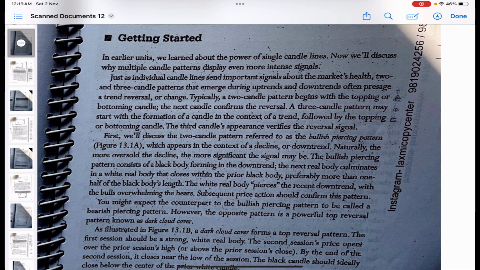In earlier units, we learned about the power of single candle lines. Now we'll discuss why multiple candle patterns display even more intense signals. Just as individual candle lines send important signals about the market's health, two and three candle patterns that emerge during uptrends and downtrends often presage a trend reversal or change. Typically, a two candle pattern begins with the topping or bottoming candle. The next candle confirms the reversal. A three candle pattern may start with the formation of a candle in context of a trend, followed by the topping or bottoming candle. The third candle is a confirmation, which verifies the reversal signal.